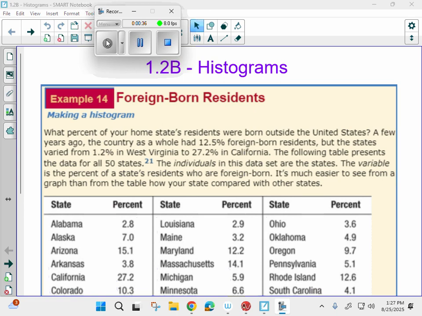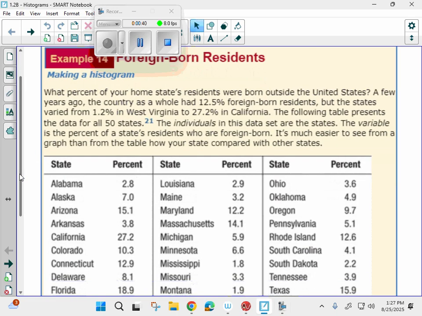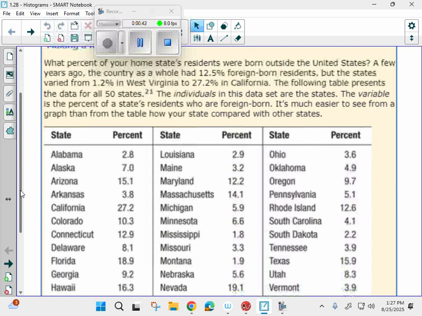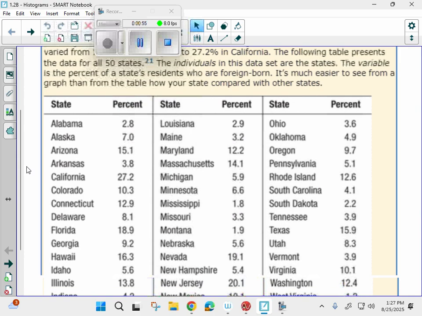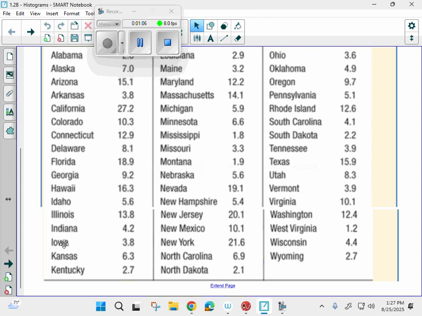What percent of your home state's residents were born outside the United States? A few years ago, the country as a whole had 12.5% foreign-born residents, but the states varied from 1.2 in West Virginia to 27.2 in California. The following table presents this data for all 50 states. The individuals in this data set are the states, and the variable is the percent of the state's residents who are foreign-born. It is much easier to see the data from a graph than a table, okay? So those are the percent in each state of foreign-born residents.